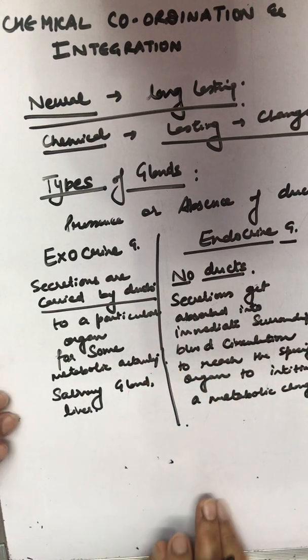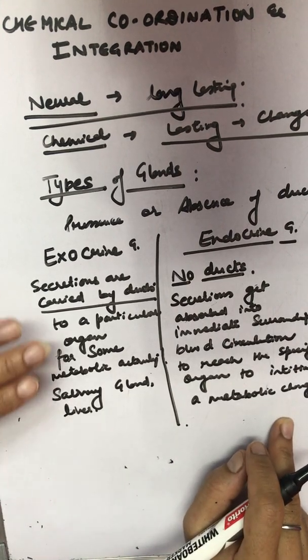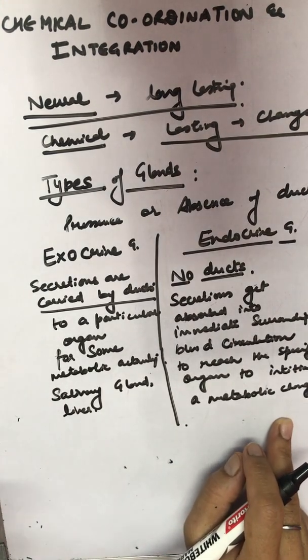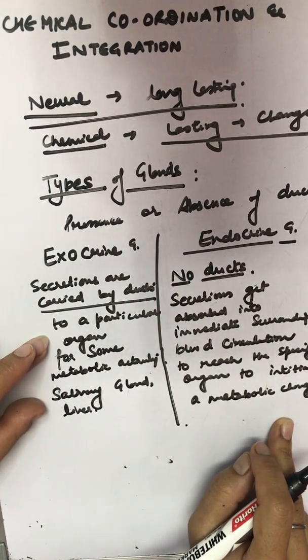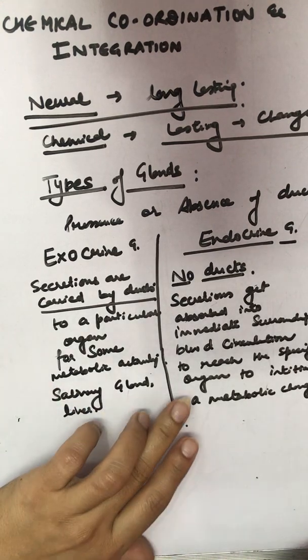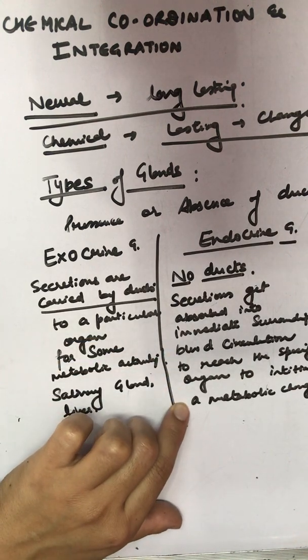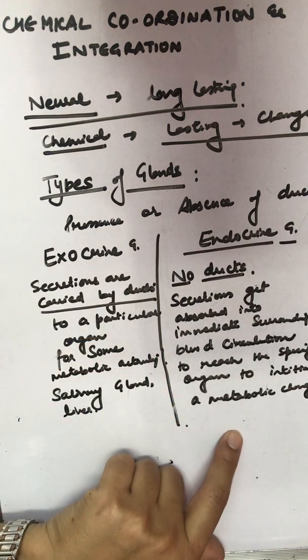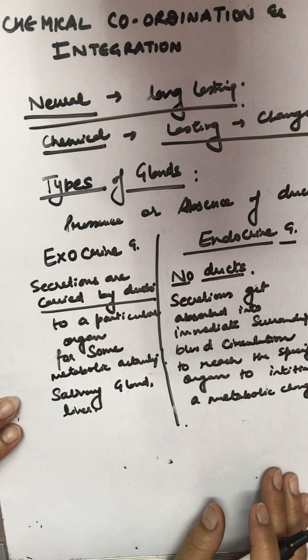One thing is very clear, in one there are ducts, in the other there are no ducts. Secondly, mode of action will remain the same. That is, here ducts have to reach a particular organ for some metabolic activity. Here the secretion gets absorbed in the surrounding blood medium to reach the specific organ. Alright, action is just the same.